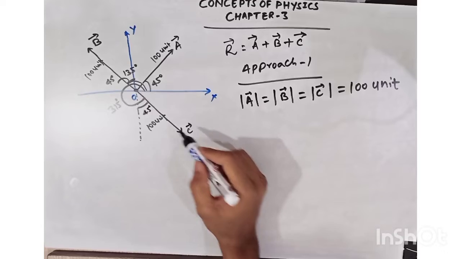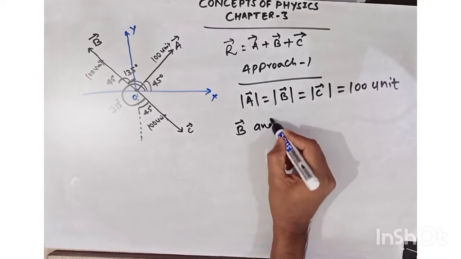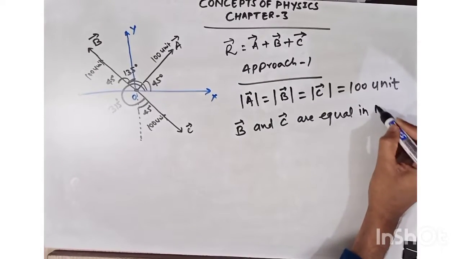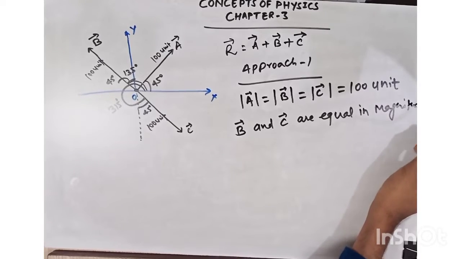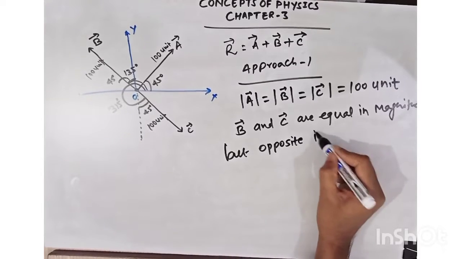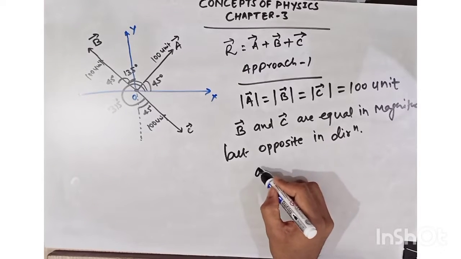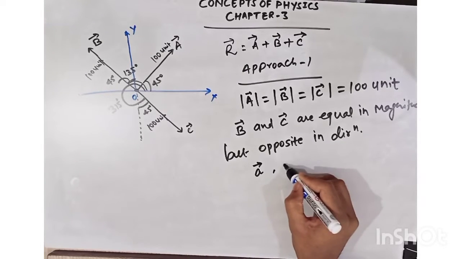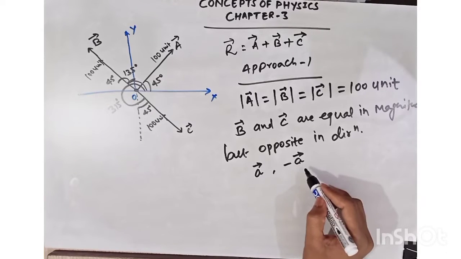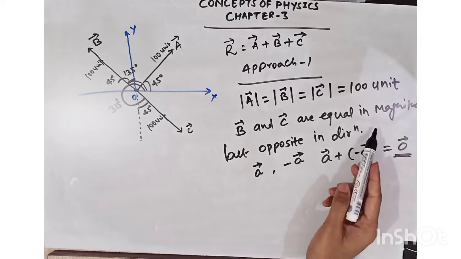Okay, so these two vectors, vectors B and C, are equal in magnitude but opposite in direction. Suppose there is a vector A and there is another vector in opposition. Here the magnitude of both vectors is the same, but their direction is opposite. So B and C are equal in magnitude but opposite in direction.